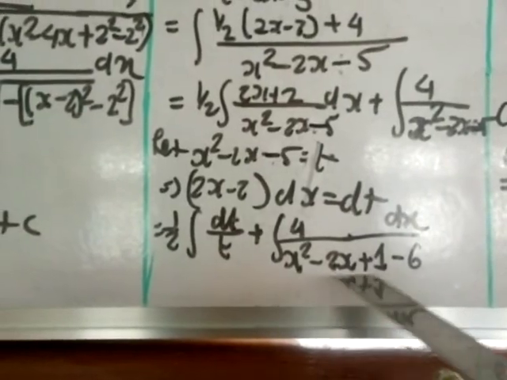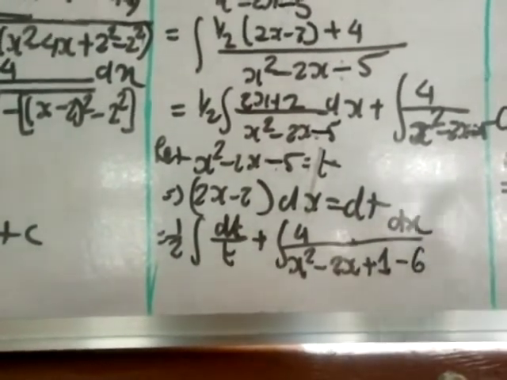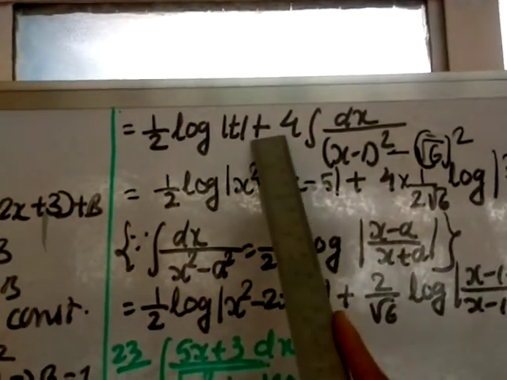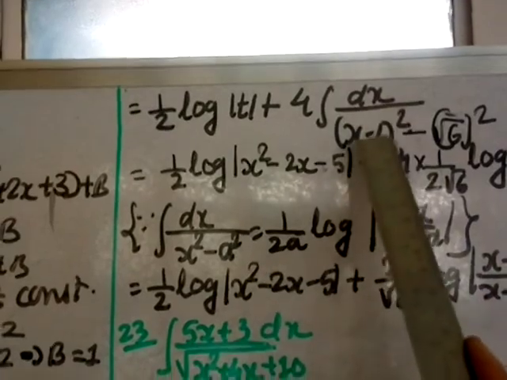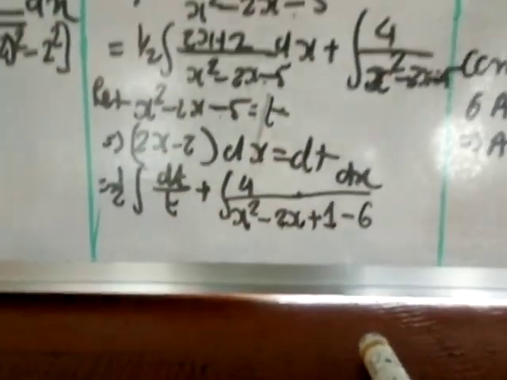So this is a perfect square of x minus 1. And this is the integral of 1 by t, which gives you log. Okay, so I have written here directly 1 by 2 log t plus 4 integral dx divided by (x minus 1) whole square minus root 6 square. See here, 6, I have to write in the square form, so I will write root 6 whole square.